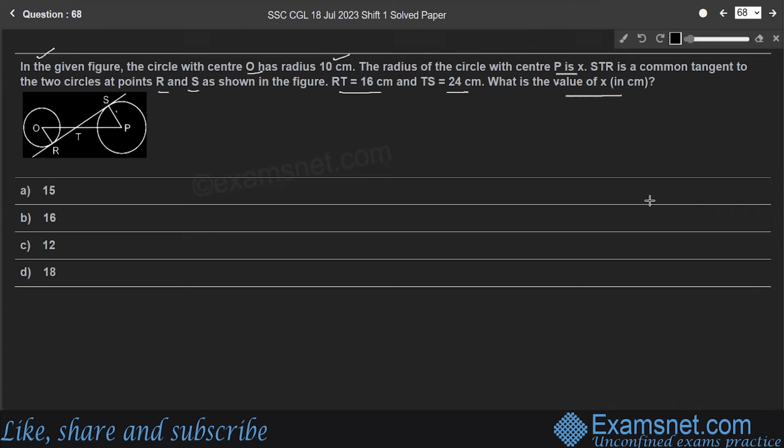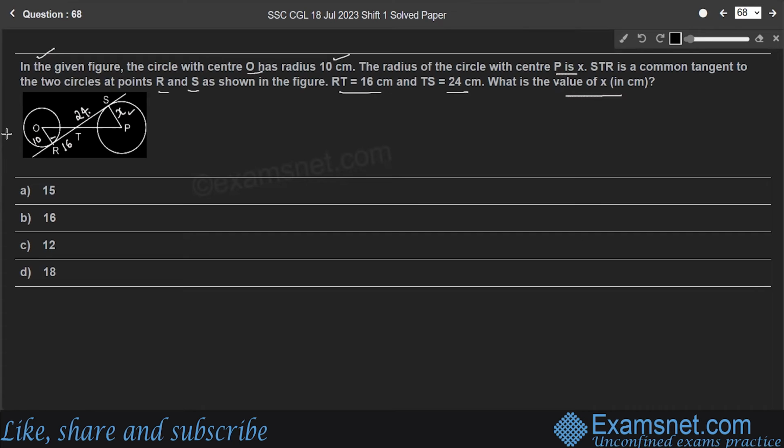Here x is the radius of the circle with center P and the radius of the circle with center O is 10 centimeter, right? And RT is given. So RT is 16 centimeter, TS is 24 centimeter, right? So here we need to find the value of x, right? So here students, TR is a tangent, right?